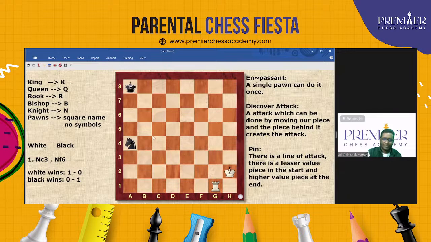So if we have to create a pin over here, we just need to move the rook to a1. As soon as we do that, the rook created a line of attack in which the knight is the lesser value piece and the king is the higher value piece.